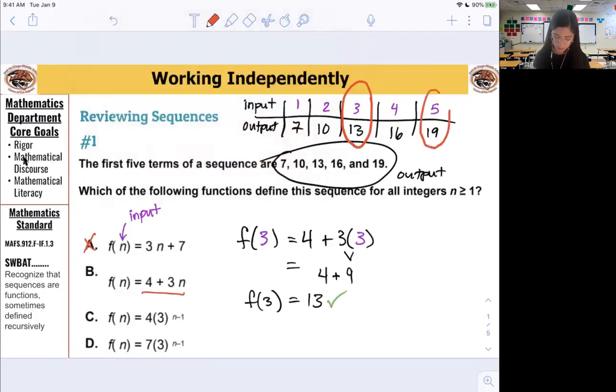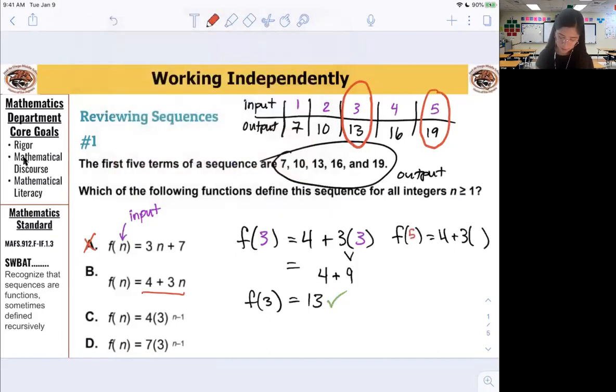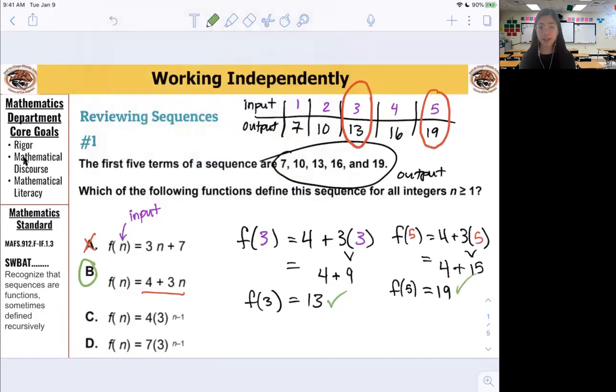However, you always want to check it one more time just to be safe. So I'm going to test another point. I'm going to test 5. I'm going to do the same exact thing, but plug in a 5 this time, and I should get 19 as my answer. If I plug in a 5, will I get 19? 3 times 5 is 15. 4 plus 15, yep, I got 19. I got another check mark. This guy got 2 check marks. He's good to go. I know B is my answer.